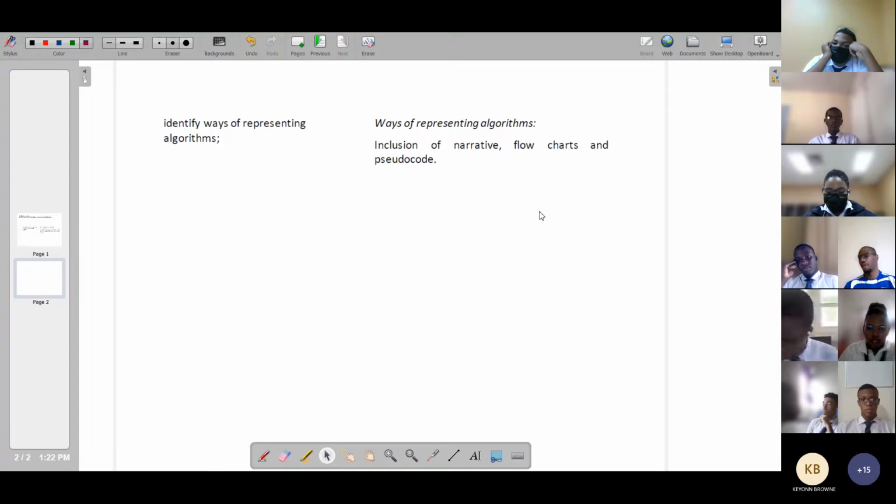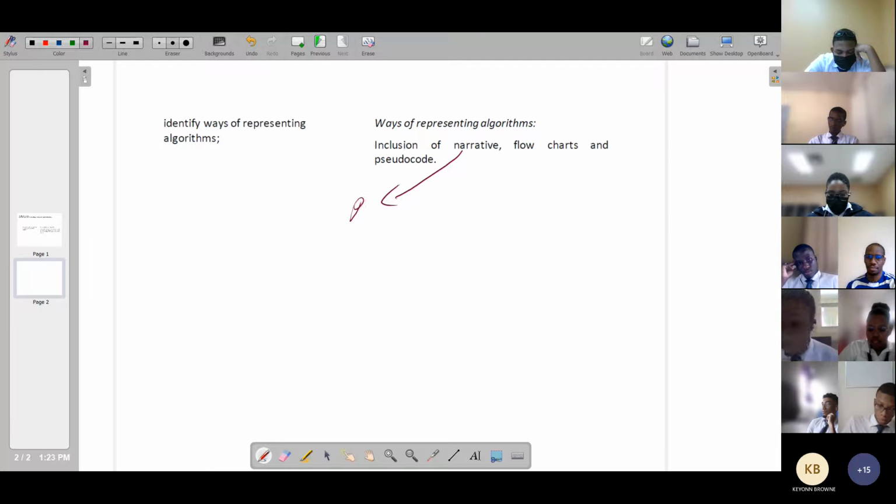The 3 ways of representing algorithms include narrative. And narrative involves essentially expressing the steps to follow in plain English, either written or spoken. So the narrative is plain English. We just speak it out if you are giving instructions in natural language.